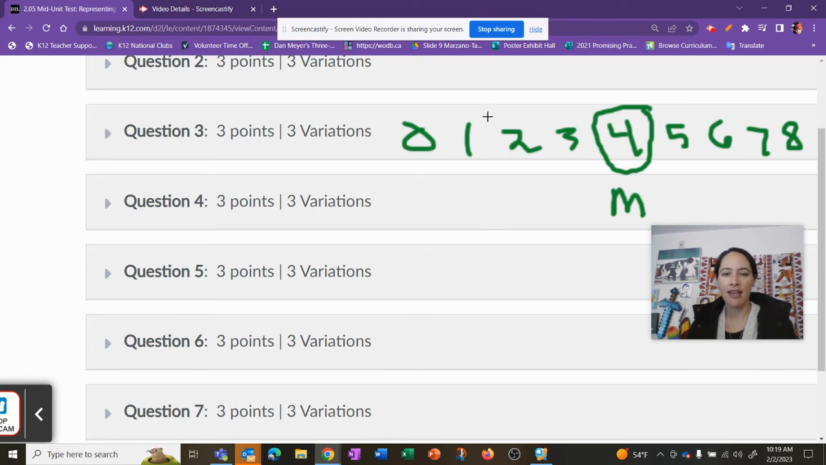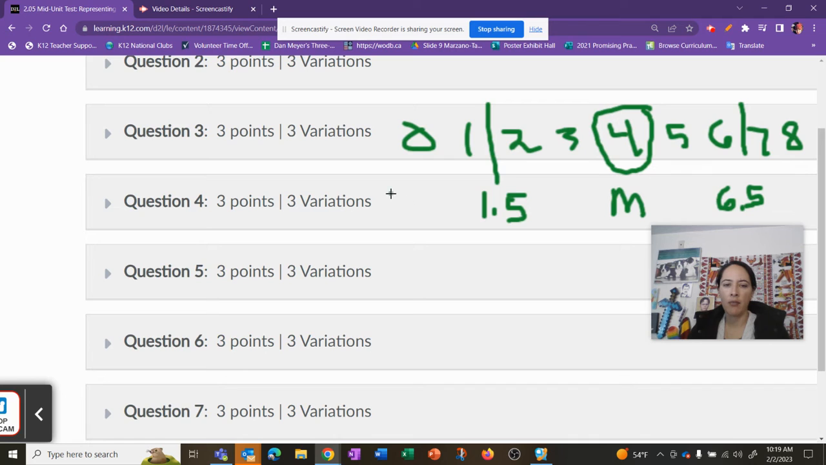That's our median. Our Q1 would be right here. It'd be 1.5 because we'd add those. Our Q3 would be up here. It's 13 divided by 2, 6.5. Okay. And then our min would be 0 and our max would be 8.